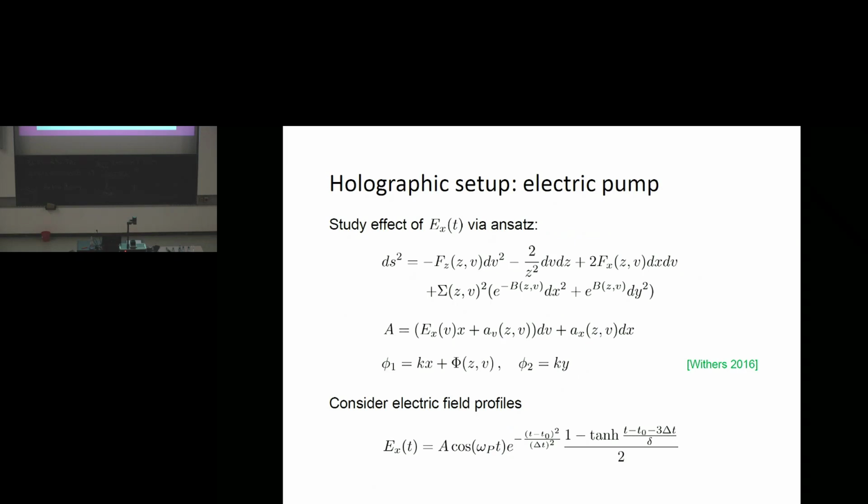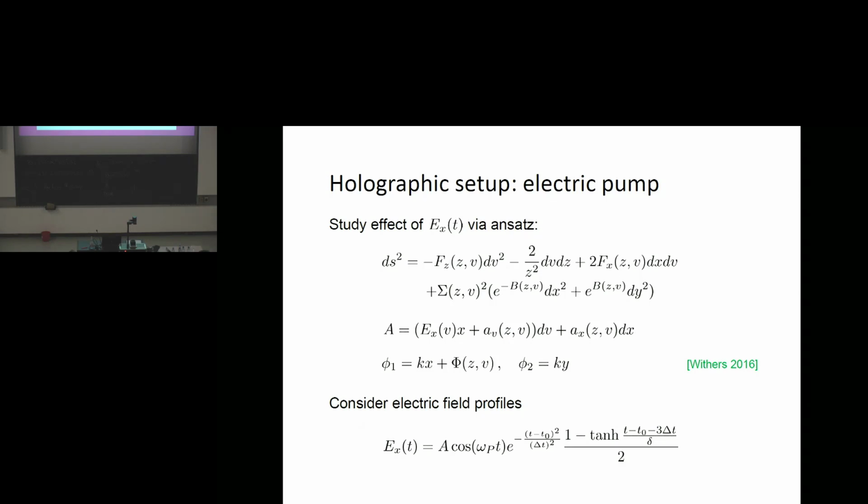And we will want to excite this material by applying some time-dependent electric field, which will represent a laser pulse. For this, we follow an ansatz made by Withers, who was studying related but different quantities in precisely this setup. So we introduce some metric functions called f and b. The electric field pump is encoded in the near boundary behavior of the gauge potential, and we'll also have to allow some fluctuations in one of the scalar fields if we choose an electric field in the corresponding direction.